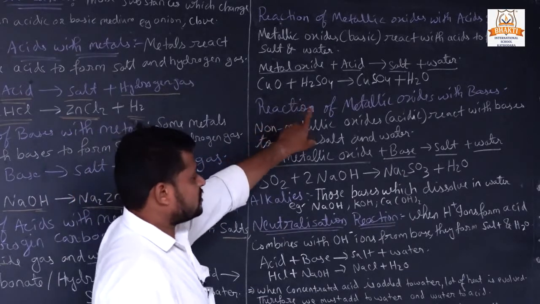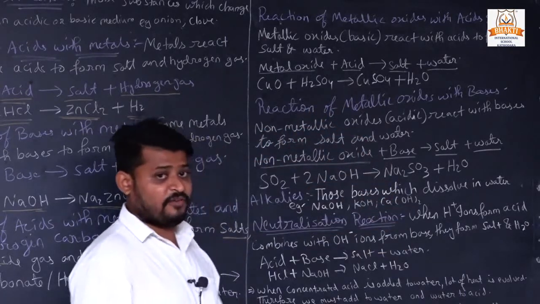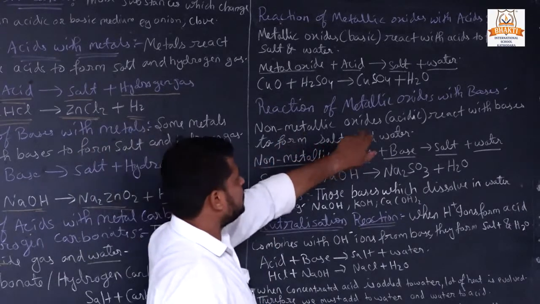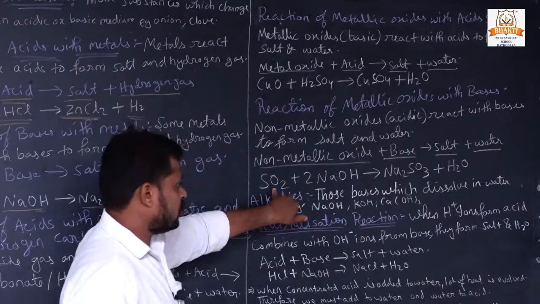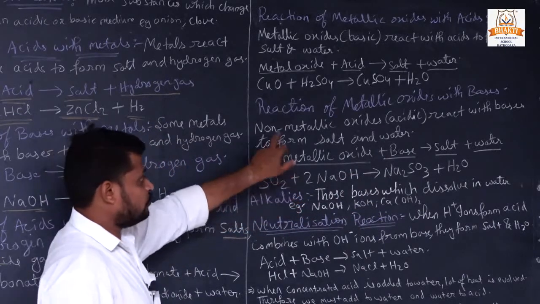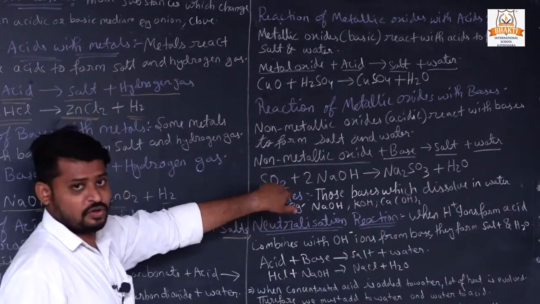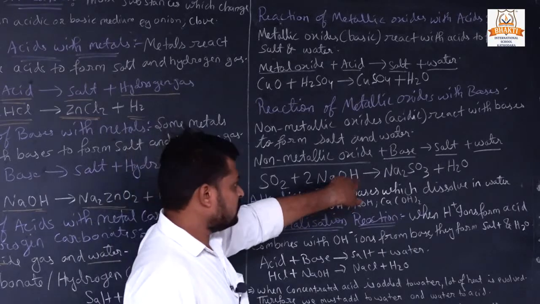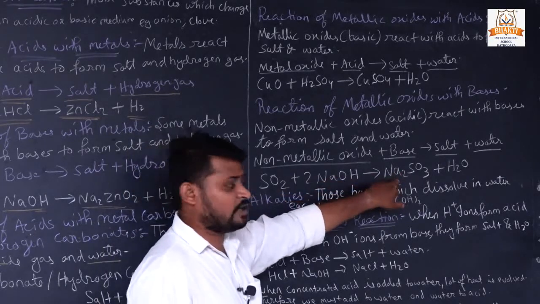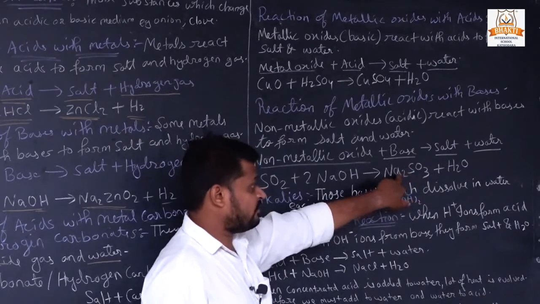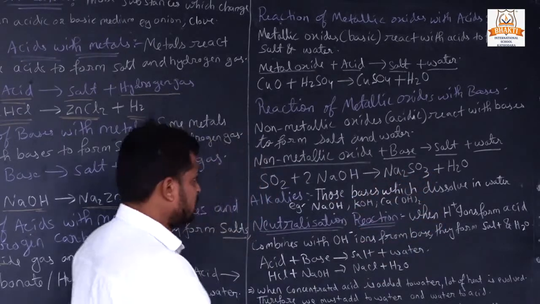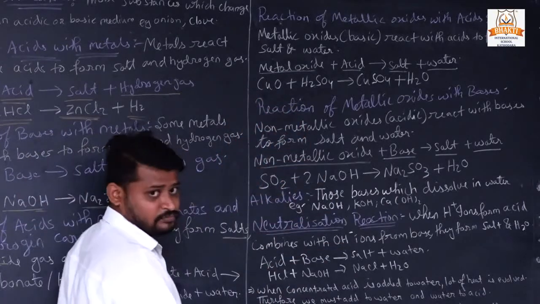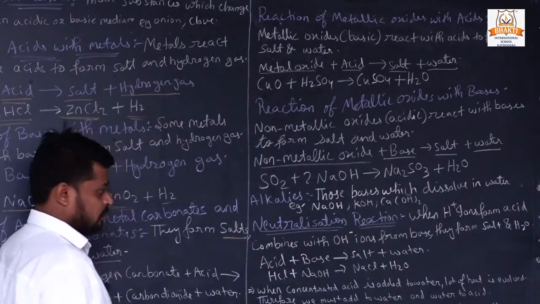Now the reaction of metallic oxide with base. When we react metal oxide with base, what do we get? Same, salt plus water. Then non-metallic oxide with base: SO2, sulfur dioxide, is a non-metallic oxide. When it reacts with NaOH, sodium hydroxide, it gives us sodium sulfate and water. So when these two react with acid or base, we get salt and water.